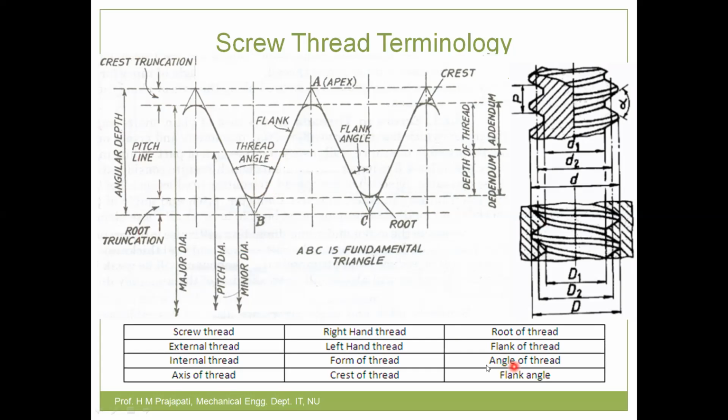Now angle of thread. You can see here, angle of thread is the included angle between two flanks. Next is flank angle. Half of the thread angle is called a flank angle. Thread angle is one important property in thread metrology, so we'll see that later in our subsidiary discussion.